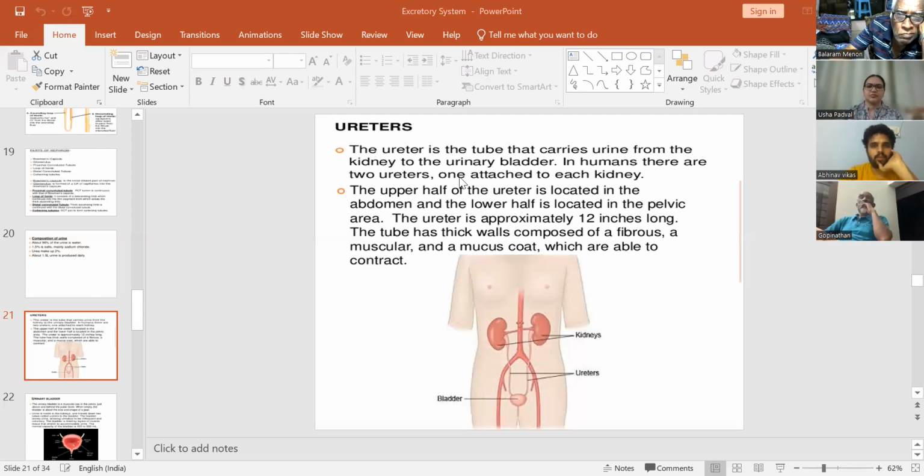In humans, there are two ureters, one attached to each kidney. How many do we have? Two. You can see in the figure. It is connected to the kidney and to the urinary bladder. The upper half of the ureter is located in the abdomen and the lower half in the pelvic area. The ureter is approximately 12 inches long. The tube has thick walls composed of fibrous, muscular and mucous coats, which are able to contract. So if pressure is more, it can open up. If pressure is less, it can contract.